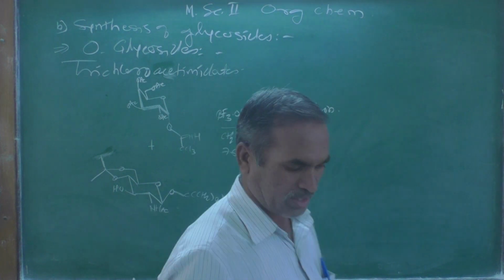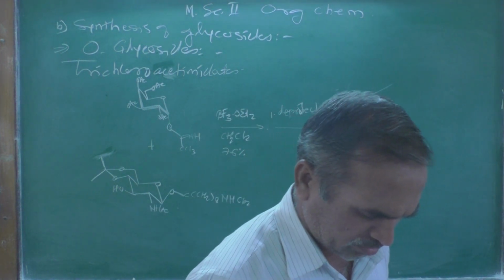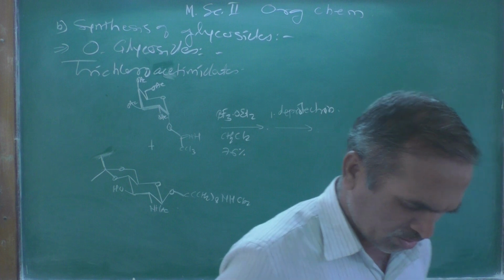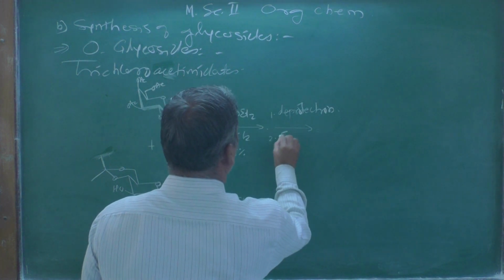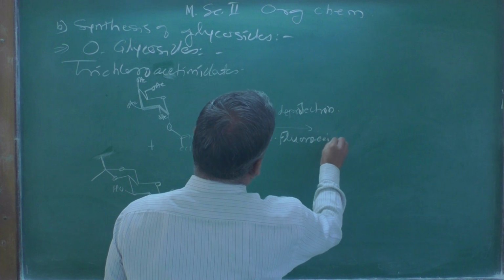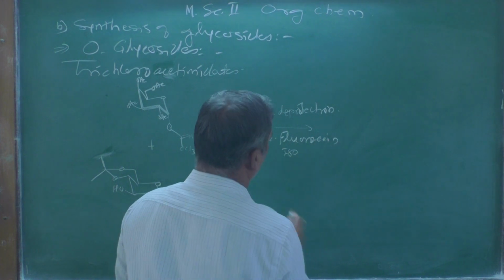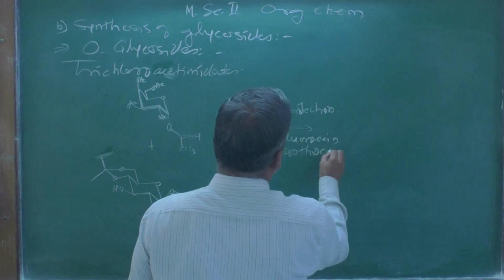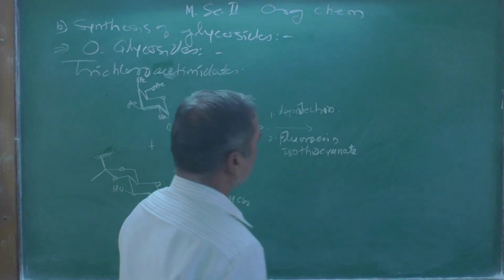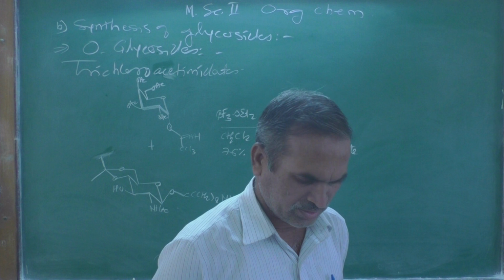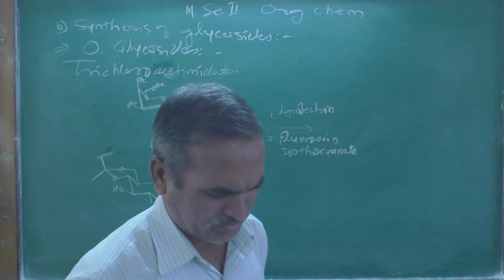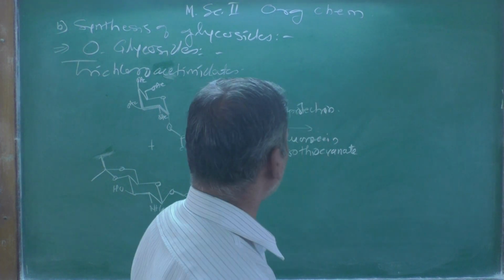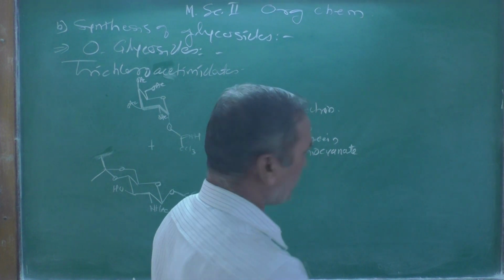Deprotection means removing that protecting group, and the second reagent is fluorescein isothiocyanate. This is the reagent added for deprotection, and remember the compound which we are going to get here.